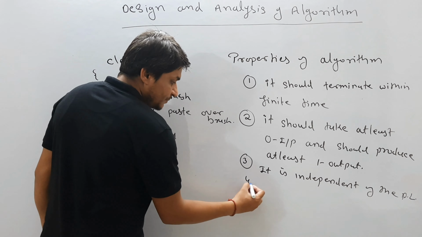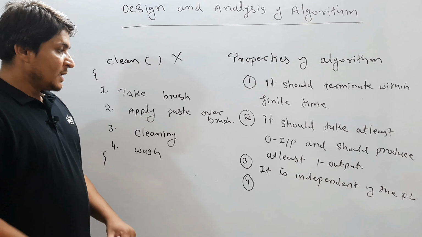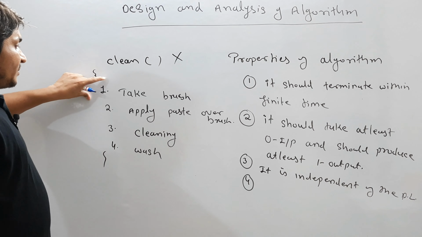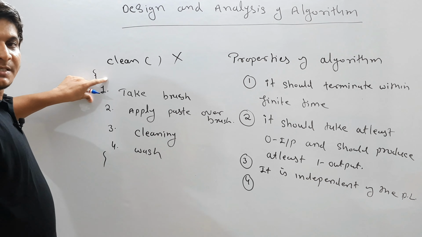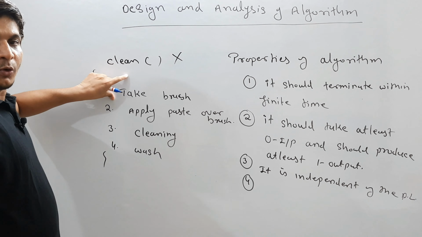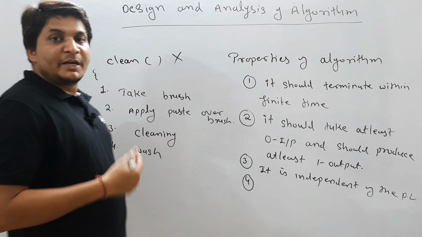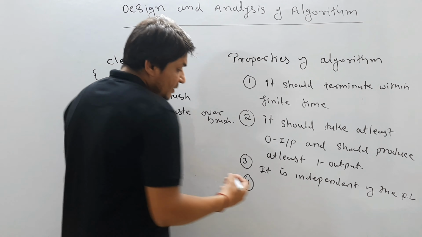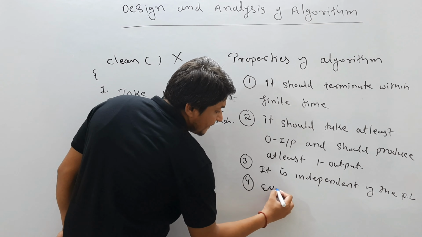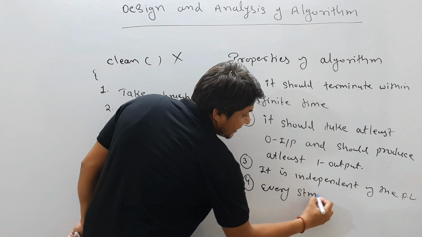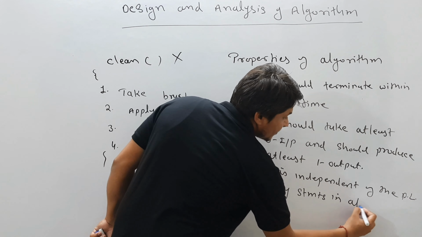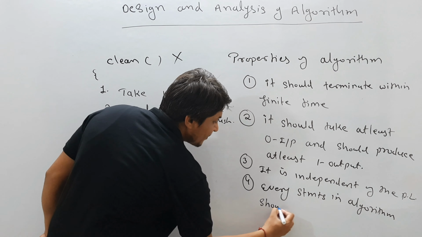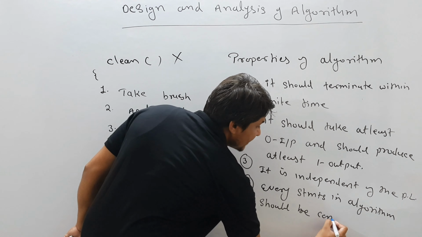Okay, next, what could be the next property? See, in this algorithm, every statement is a compulsory statement and every statement is playing some role. So what is the meaning? Every statement in the algorithm should be a compulsory statement, and there should not be any unnecessary statement.